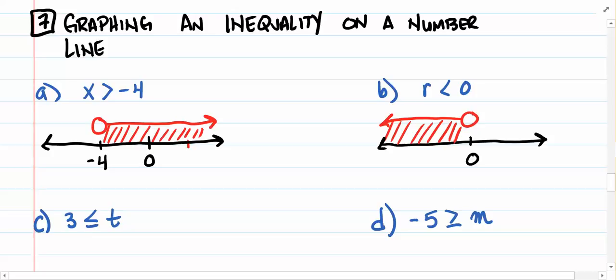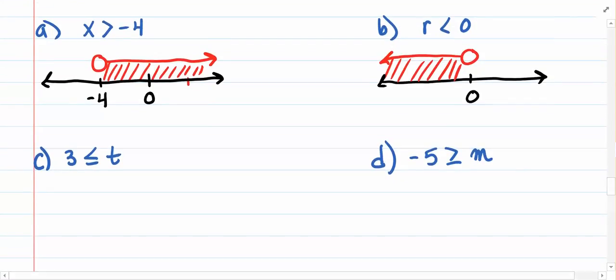Take a look at example C. Example C says 3 is less than or equal to t. Now this one's a little bit tricky. The reason this one is a little bit tricky is because the variable is on the right hand side, and I prefer my variables on the left hand side. So if 3 is less than or equal to a number, that means that the number is greater than or equal to 3.